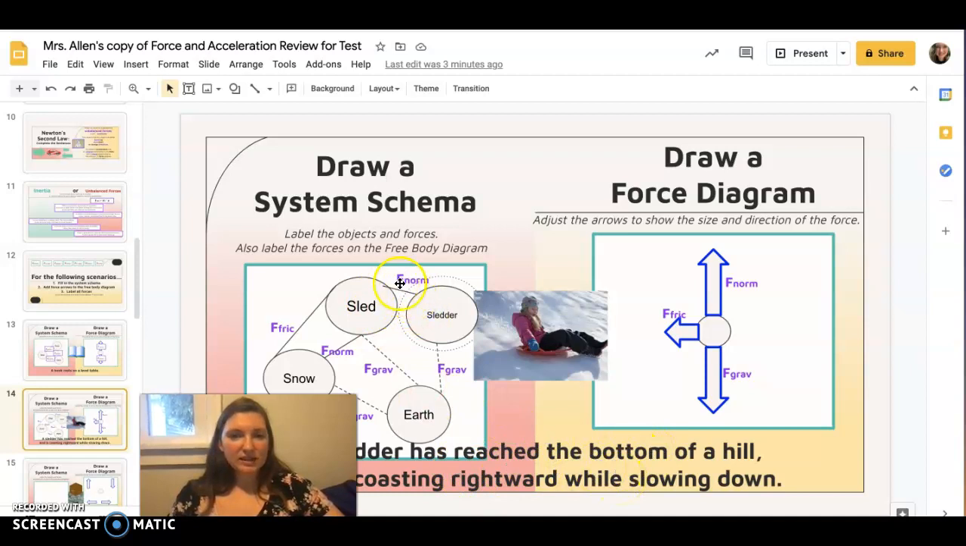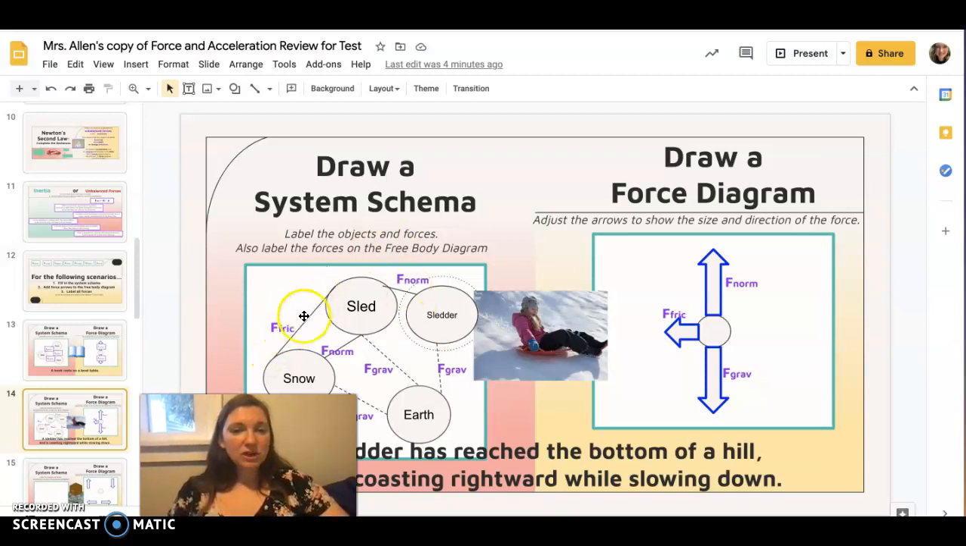So there's a normal force from the sled supporting her. There is a normal force between the snow and the sled, again supporting. There is the force of gravity between everything and the earth, and you can always recognize the force of gravity when the things are drawn for you already, because it's a dashed line, and a dashed line shows you that it's a non-contact force, meaning you can jump up in the air and not be touching anything, and gravity is still going to pull you back down.